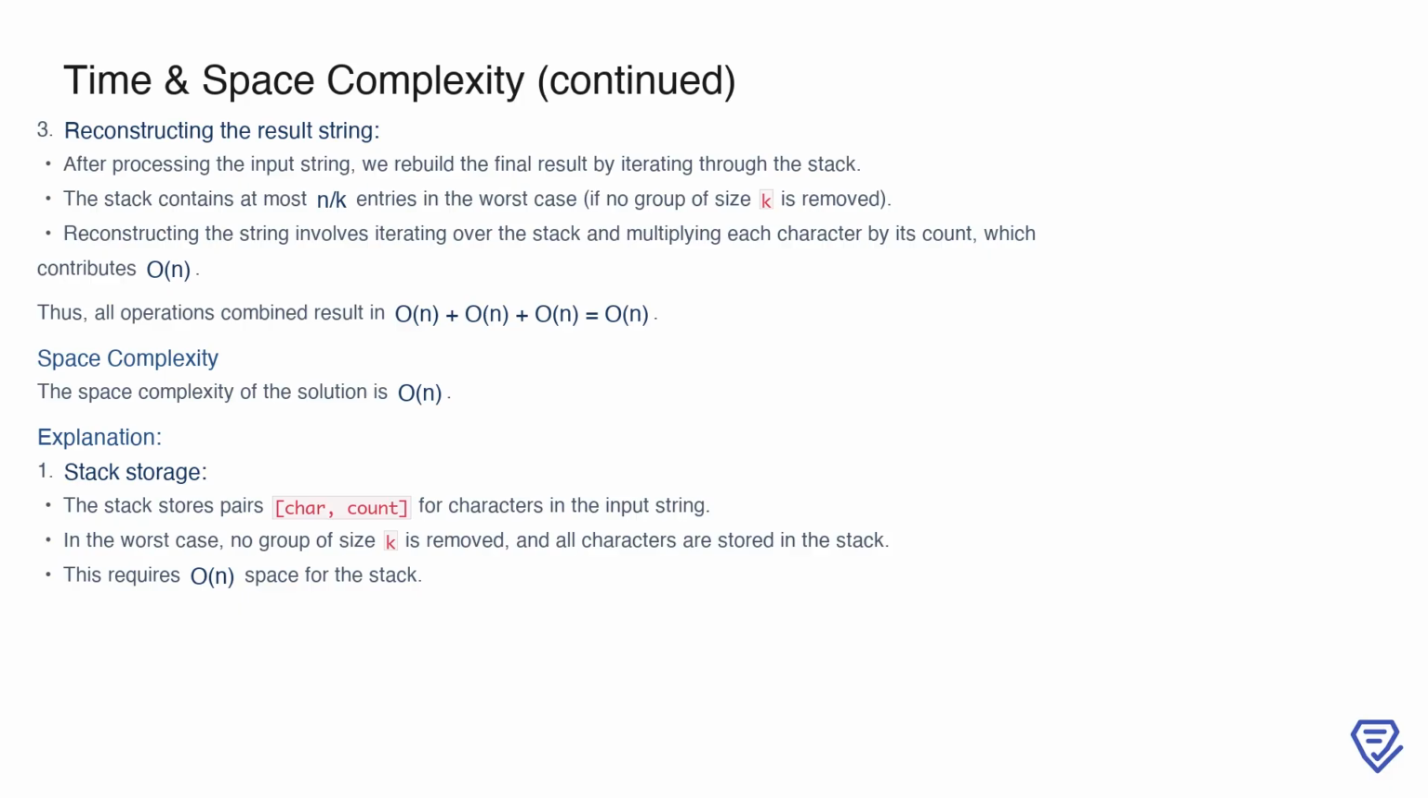For each entry in the stack, we multiply the character by its count to form the final string. This reconstruction step is also linear, contributing O(n). Adding up the traversal, stack operations, and reconstruction, we get O(n) plus O(n) plus O(n), which simplifies to O(n) overall. For space complexity, we consider the stack, which stores character count pairs. In the worst case, all characters are stored in the stack, requiring O(n) space.